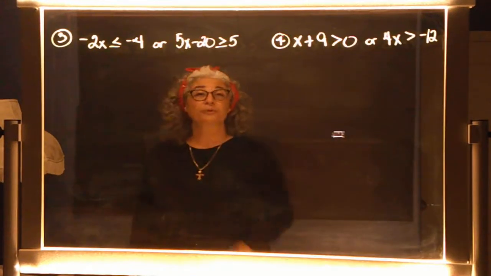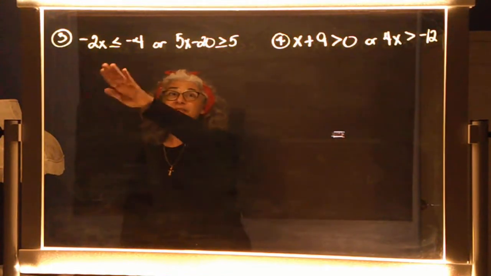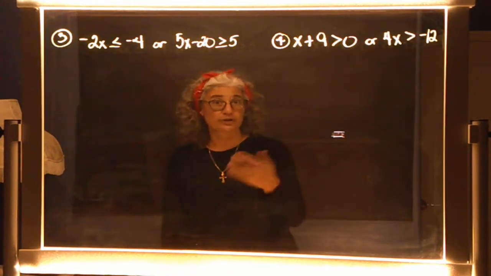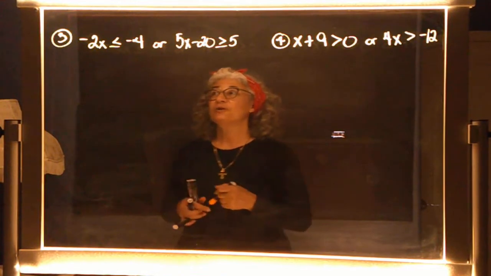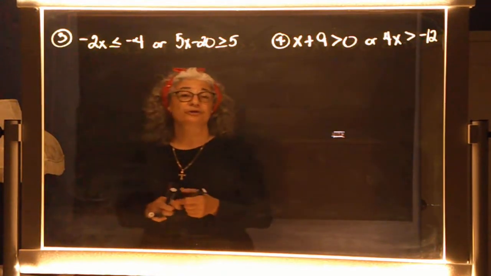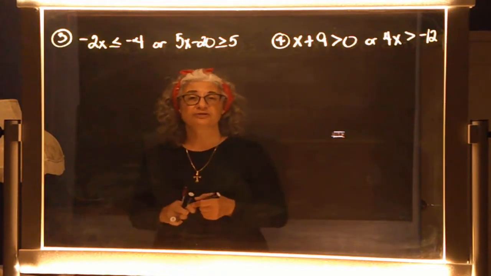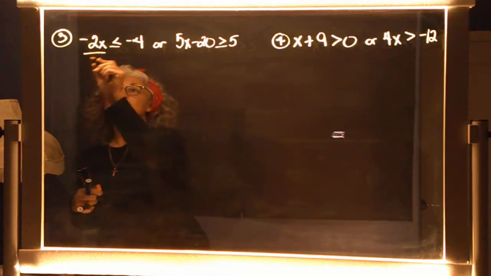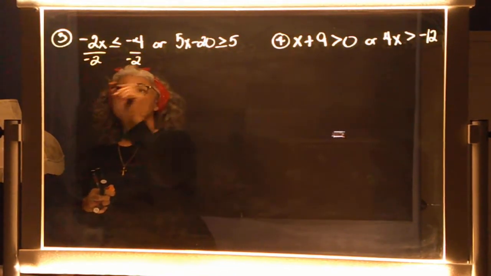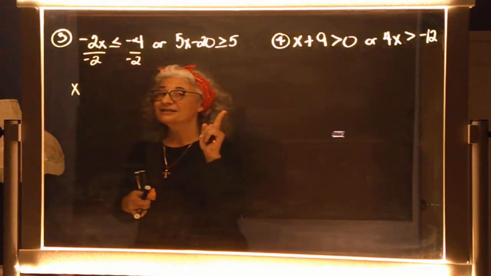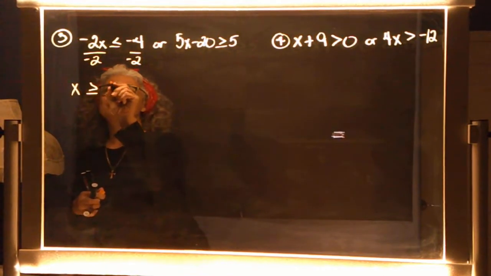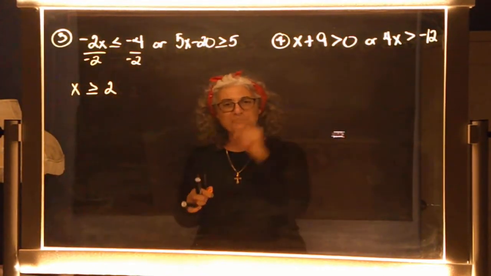Okay, let's look at problem number 3. Again, they've given us two inequalities to solve, so we're going to solve those first. So I have negative 2x is less than or equal to negative 4. What do you have to do? Good, divide both sides by that negative 2, which means I end up with x is greater than or equal to a positive 2. Excellent, you remembered to flip the inequality.